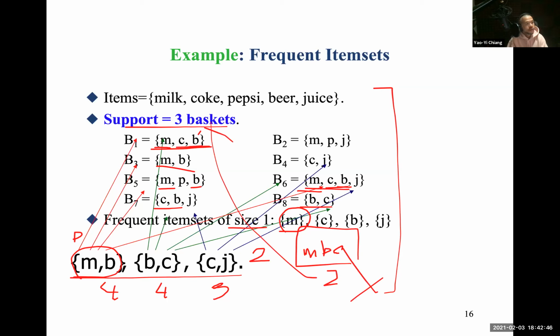Question: do we choose frequent item sets of size 2 based on the item sets of size 1? That's a really good question. That's our algorithm, and we're going to talk about it later. Here is just to help you understand the terminology in the data set that we are going to use.